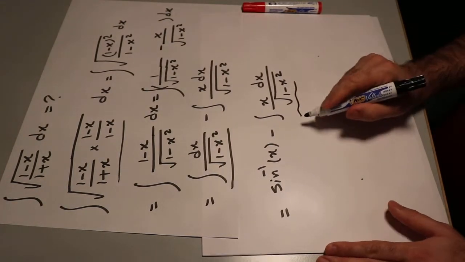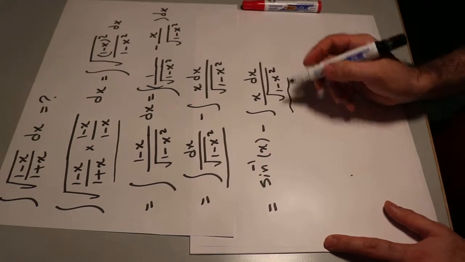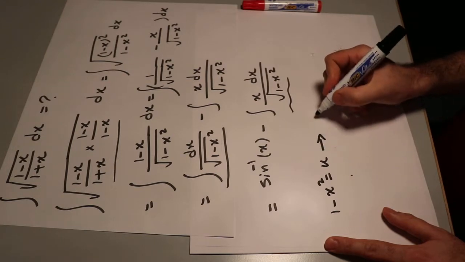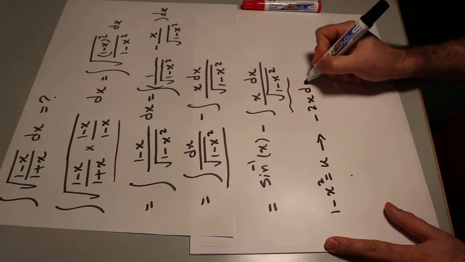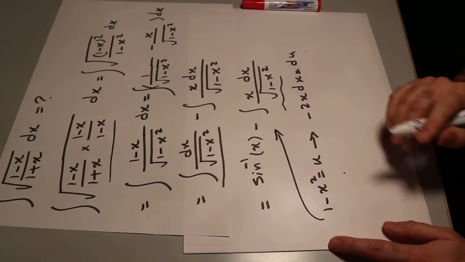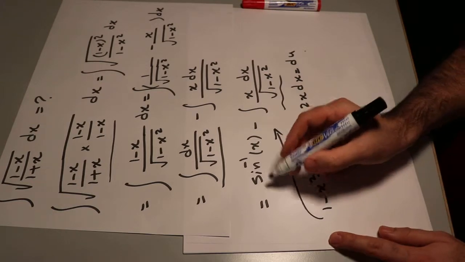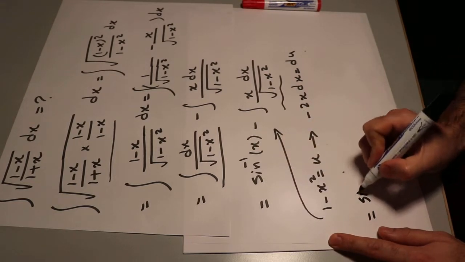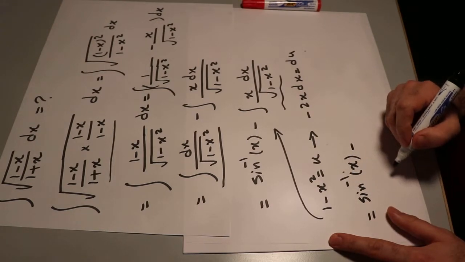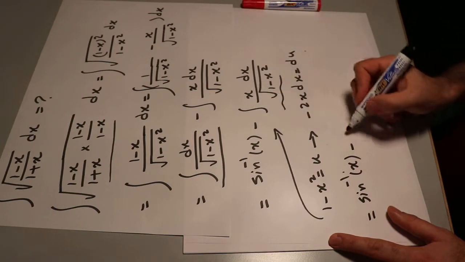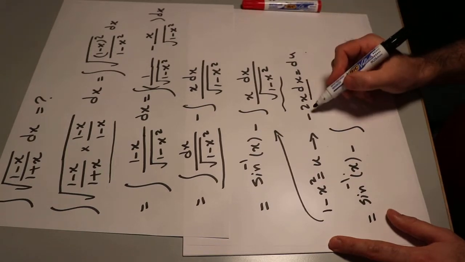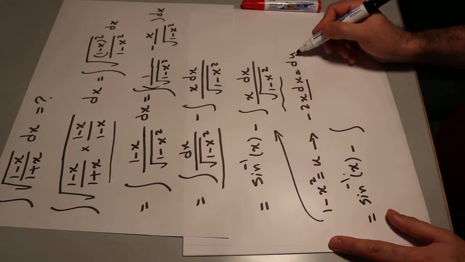And this integral you can solve by the substitution rule. That is, if you define 1 minus x squared as u, therefore you can conclude that minus 2x dx is equal to du. Okay, so if you substitute this into this integral, the whole thing will be equal to inverse sine of x, minus, instead of x dx I simply can write minus 1 divided by 2 du, right?